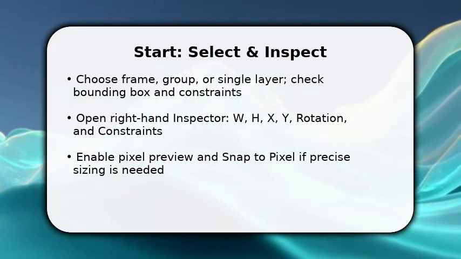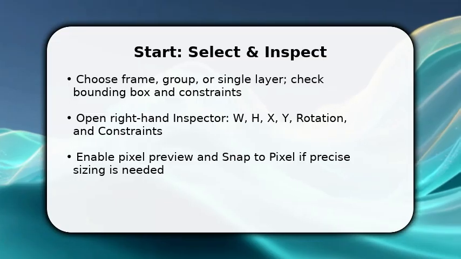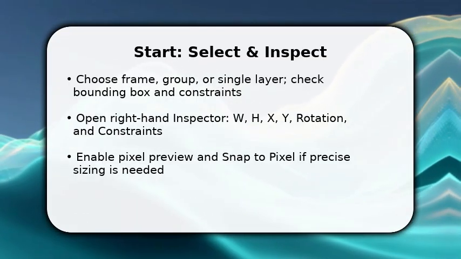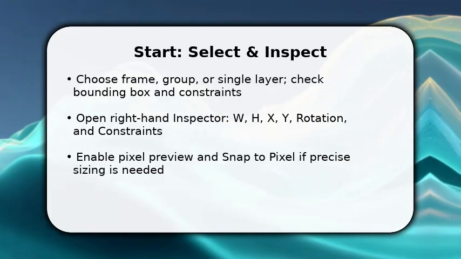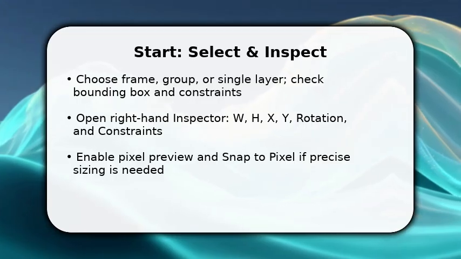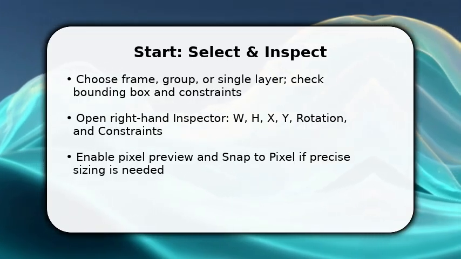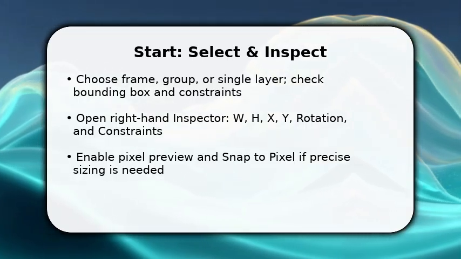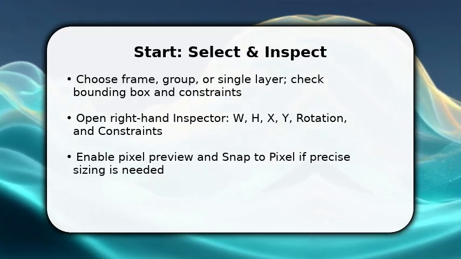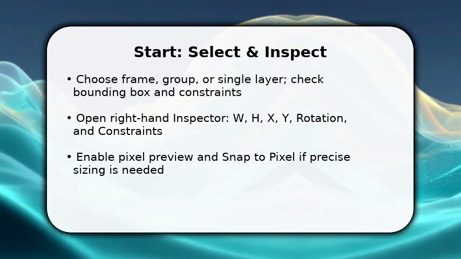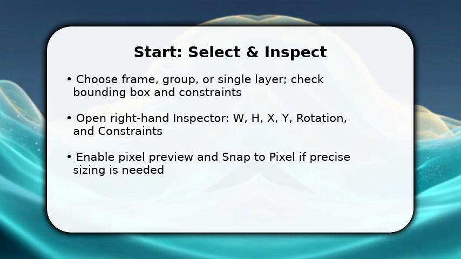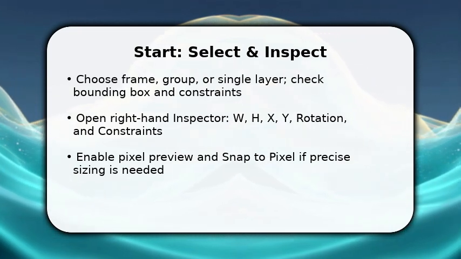You begin by selecting the object you want to resize, frame, group, or layer, so the inspector shows W and H values. Once selected, use the right-hand panel to read width and height, X/Y position, and current constraints. This tells you how children will react. If you need precision, enable Pixel Preview and Snap to Pixel. Make sure auto layout or masks are noted. They change behavior. Now, prepare target dimensions or a scale factor so you can resize predictably without guessing values.